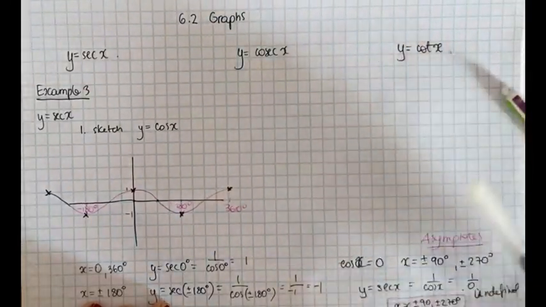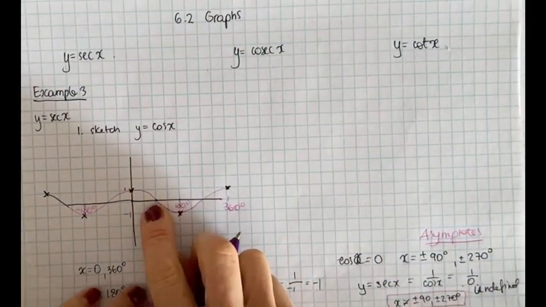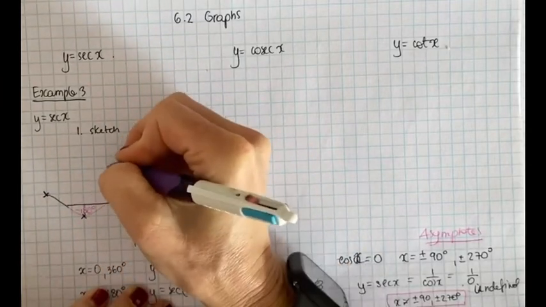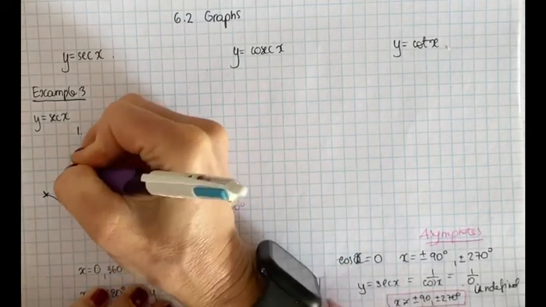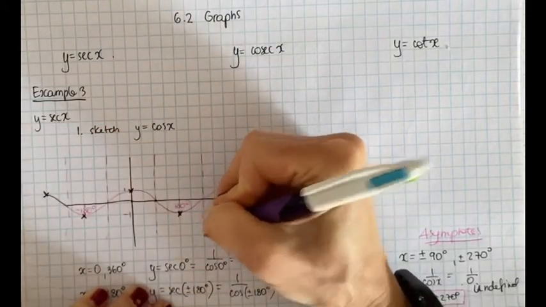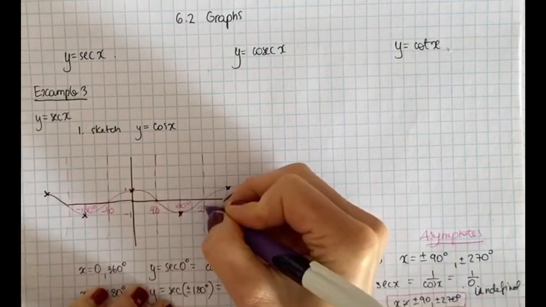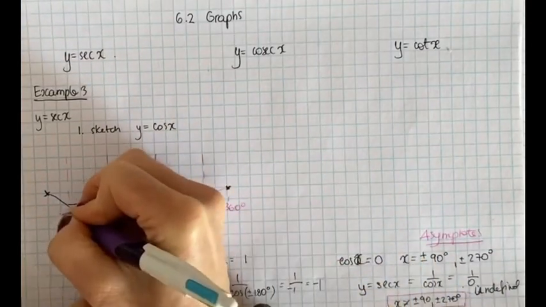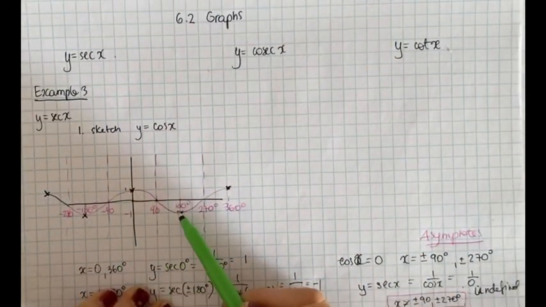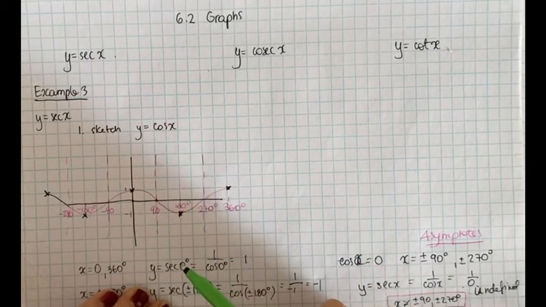So let's sketch them. The asymptotes are going to be whenever cos x hits 0, so when it had its roots. So sec will have asymptotes there: 90, minus 90, 270, and the other one is minus 270. Okay, so far what do we have? We've got this point, this point, this point, this point, and we know that it's undefined for 90.